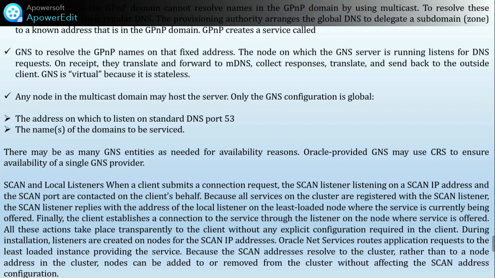SCAN and the local listener. When a client submits a connection request, the SCAN listener listening on a SCAN IP address and the SCAN port is contacted on the client's behalf. Because all services on the cluster are registered with the SCAN listener, the SCAN listener replies with the address of the local listener on the least loaded node where the service is currently being offered. Finally, the client establishes a connection to the service through that listener on the node where the service is offered. All these connections take place transparently to the client without any explicit configuration recorded in the client.